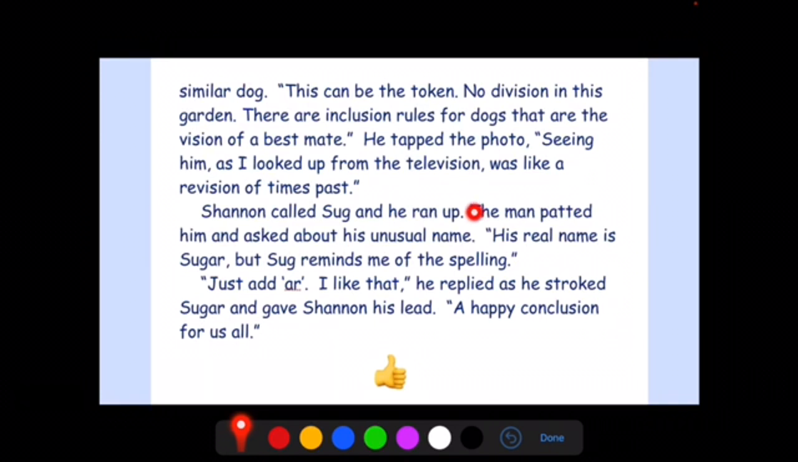Shannon called Sug, and he ran up. The man patted him and asked about his unusual name. His real name is Sugar, but Sug reminds me of the spelling. Just add AR. I like that, he replied, as he stroked Sugar and gave Shannon his lead. A happy conclusion for us all.